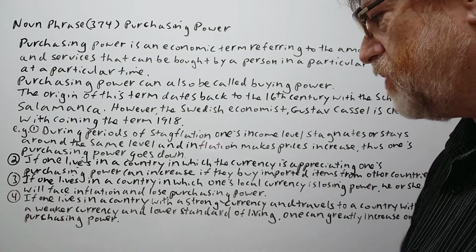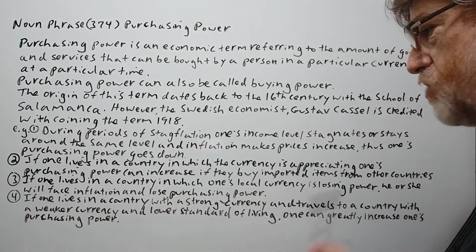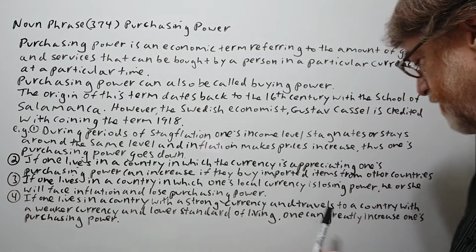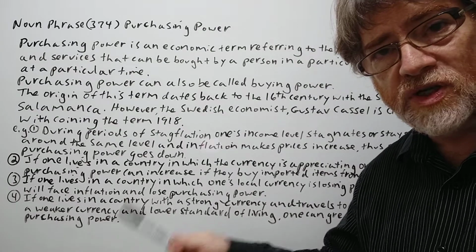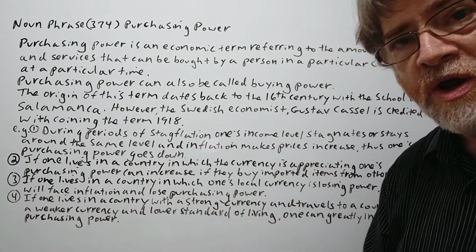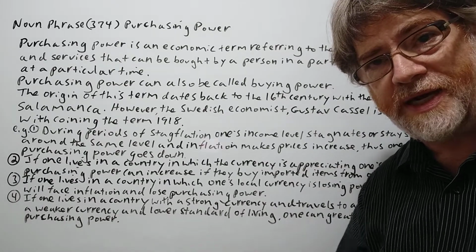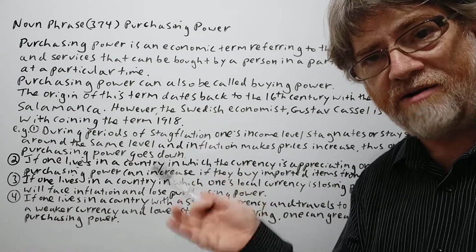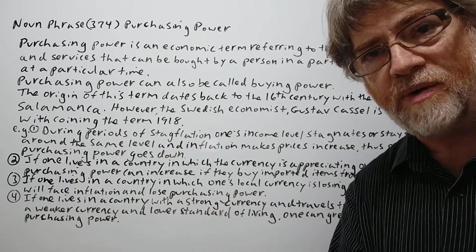All right, and the last one here, if one lives in a country with a strong currency and travels to a country with a weaker currency and a lower standard of living, one can greatly increase one's purchasing power. So even if you're just on vacation and you say, oh my God, I can't believe how cheap things are in this country, or if you wanted to stay or live there for a while, you could get a lot more for your money in this country with the other country's currency if it's a lot stronger. Therefore, your purchasing power will be greater.